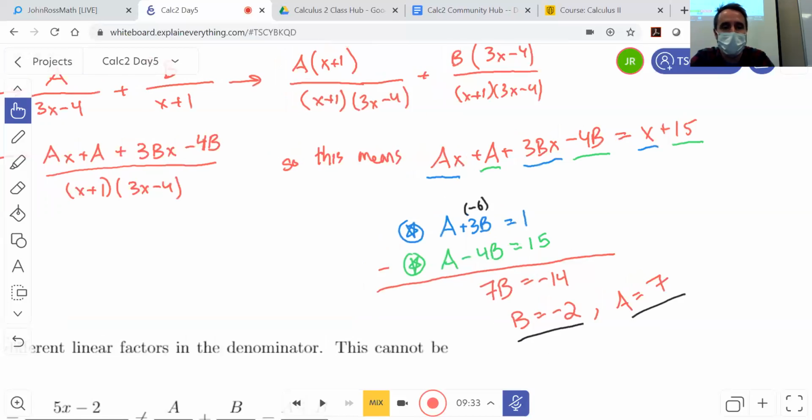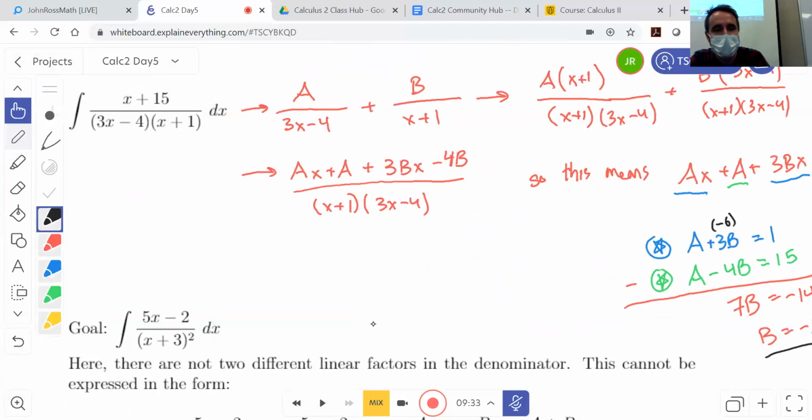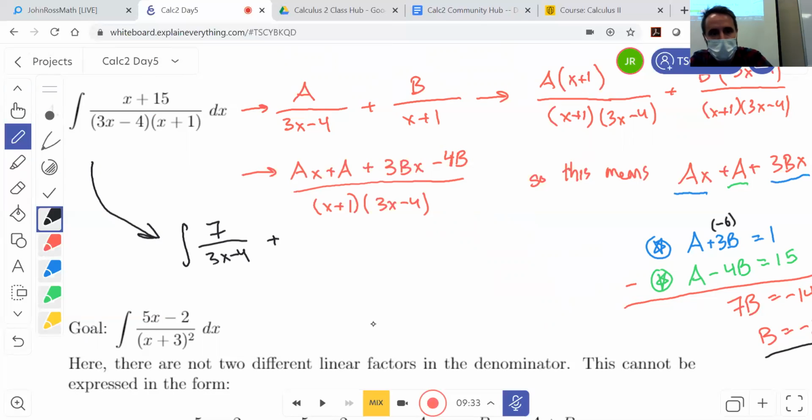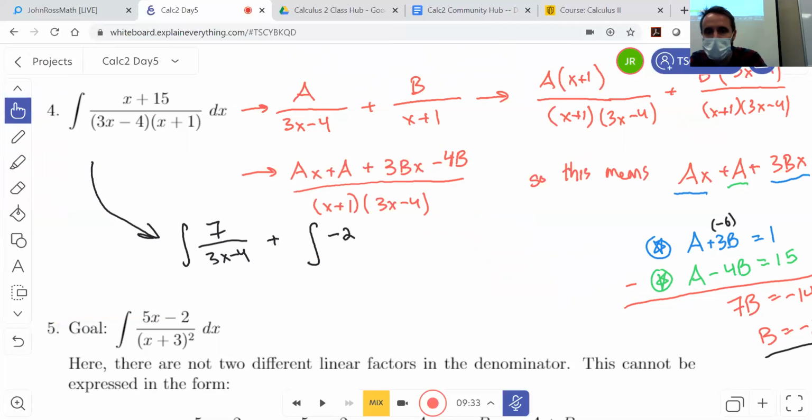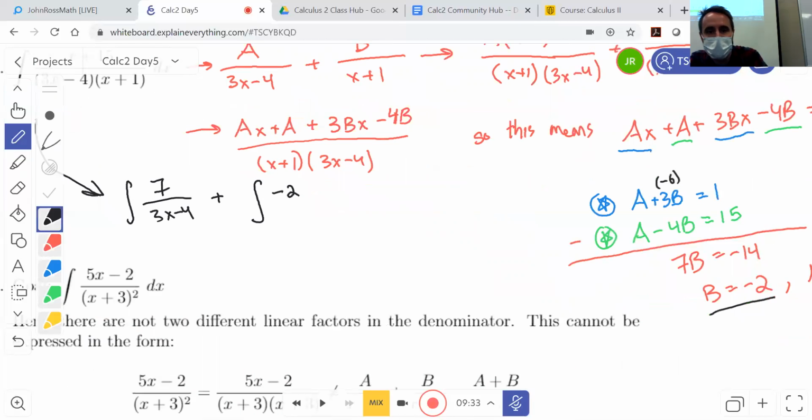This is a lot of our crazy algebra nonsense, because at this point, we could go all the way back here. We could set up our new integral. We get the integral of, what was it, a over 3x minus 4, and a we said was 7. So this becomes 7 over 3x minus 4 plus, and then b we said was negative 2. Is that what we said? Yeah, a is 7, b is negative 2, so we'd end up with a negative 7 over x plus 1.